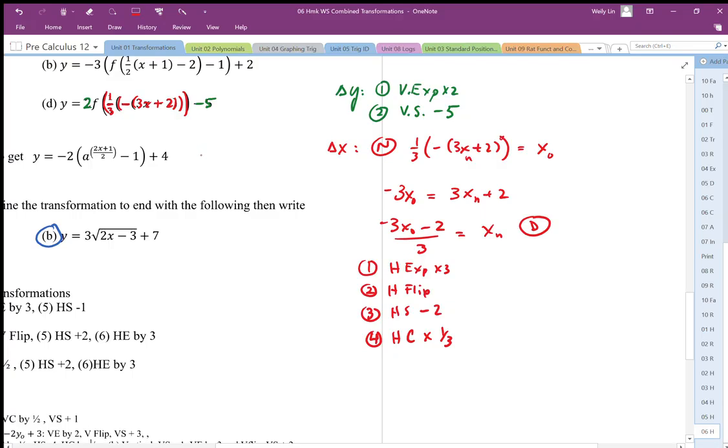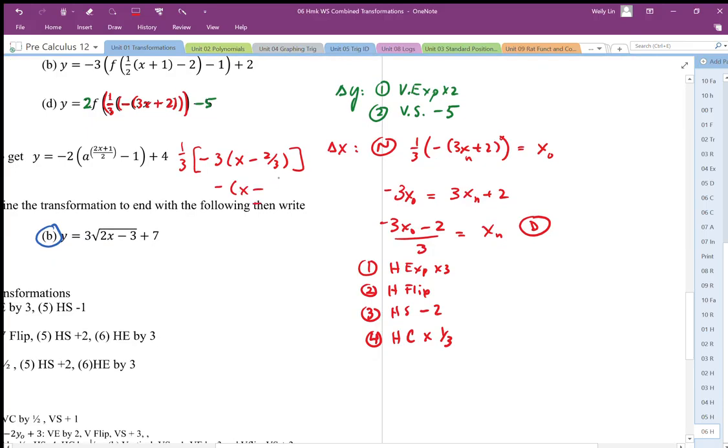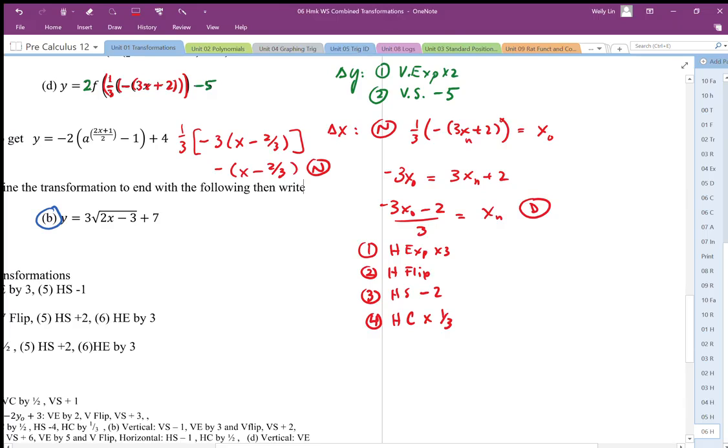But I can rewrite this expression by factoring the 3 out, so I end up with negative 3 times (x plus 2/3), and then we have our 1/3 on the outside. And I can just multiply that 1/3 in. So I end up with negative (x plus 2/3). And this represents my notation, but this is my notation in factored form.